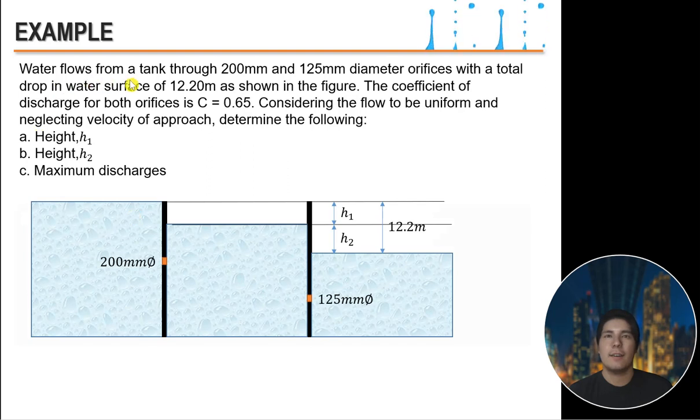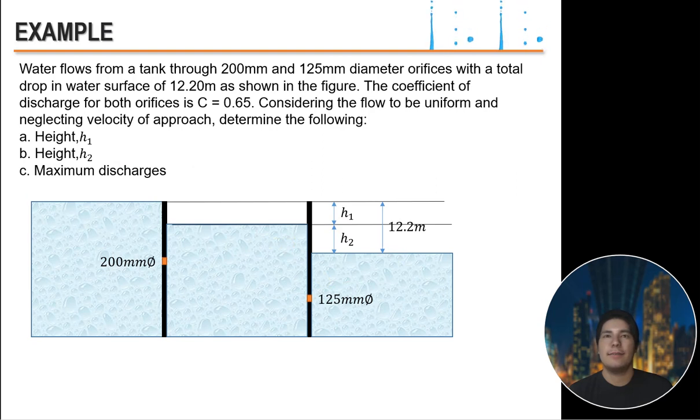Another example: water flows from a tank through 200 mm and 125 mm diameter orifices with a total drop in the water surface of 12.2 meters as shown in the figure. The coefficient of discharge sa dalawang orifice na to ay 0.65, considering the flow to be uniform and neglecting the velocity of approach. Ano daw yung H1, yung H2, tsaka yung maximum discharge dito.